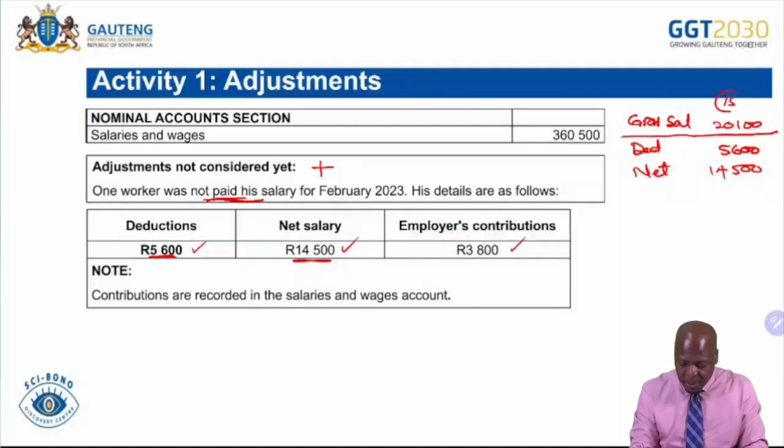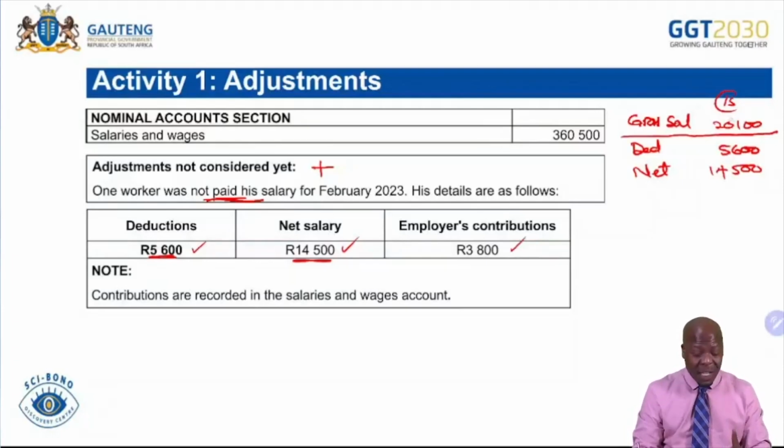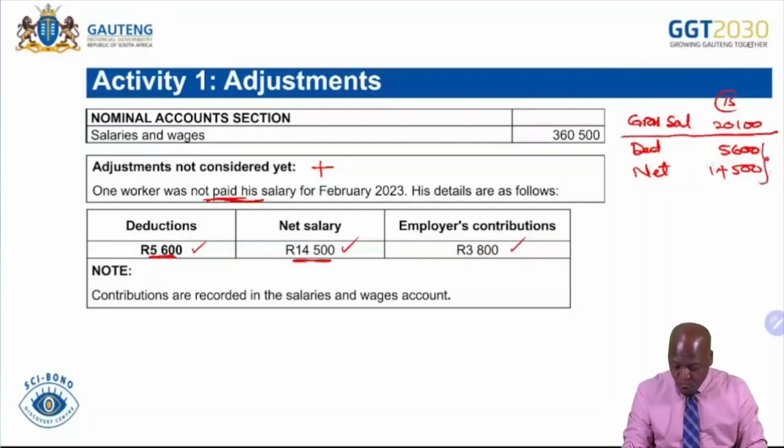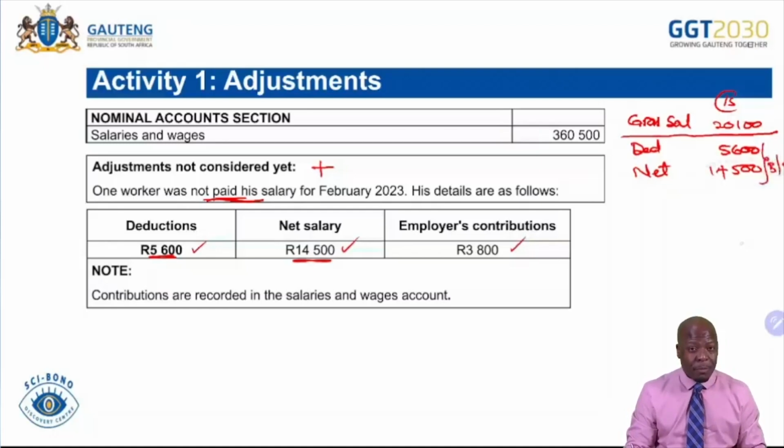So once I have my gross, it is very important that your gross is what we adjust in the income statement. Your gross is what we record in the income statement. And then if we were required to do the statement of financial position, that is the balance sheet, we record our deductions and our net salary. So these two would go into the balance sheet. In this case, we were not required to do so. So I'm going to do this.